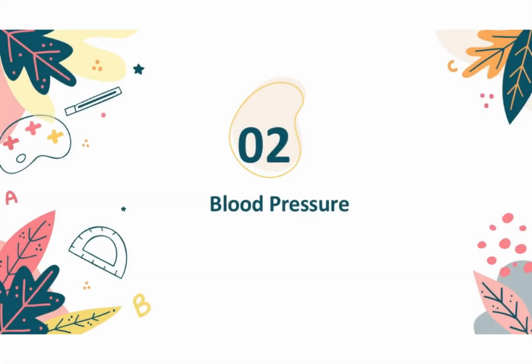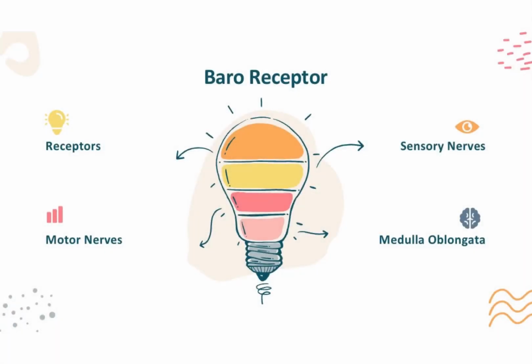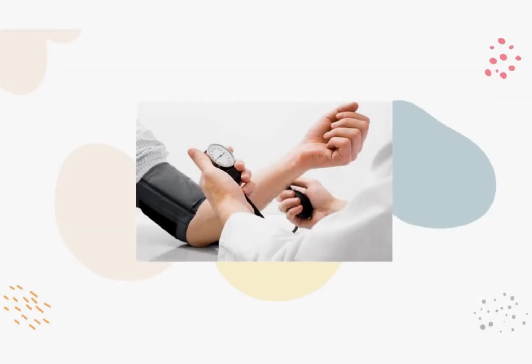Blood pressure. The baroreceptor reflex is one of the most important fast-acting homeostatic mechanisms involved in regulating blood pressure. This consists of receptors, sensory nerves, the medulla oblongata, and motor nerves all working together. The receptors, called baroreceptors, are found in certain places in the walls of the heart where they are able to sense any change in the blood pressure. Sensory nerves are activated after the baroreceptors notice a change.